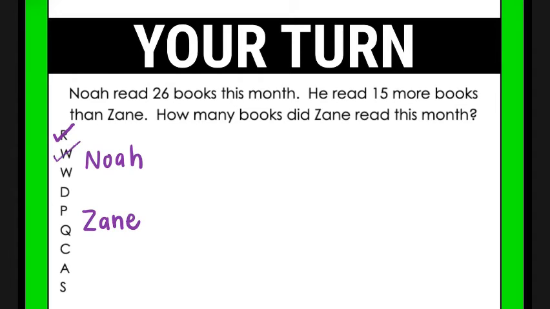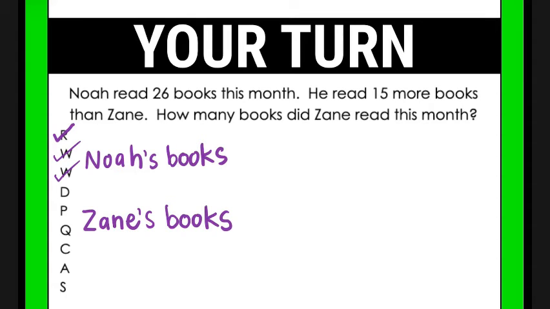And now my next W stands for what? So what do they have? Well, they have the books they read. So I'm going to write that right next to their names. And again, trying to keep it kind of small because I know I'm going to have unit bars to draw next to it. All right, so look at your paper. Do you have Noah's books written? And then underneath it, you have Zane's books.